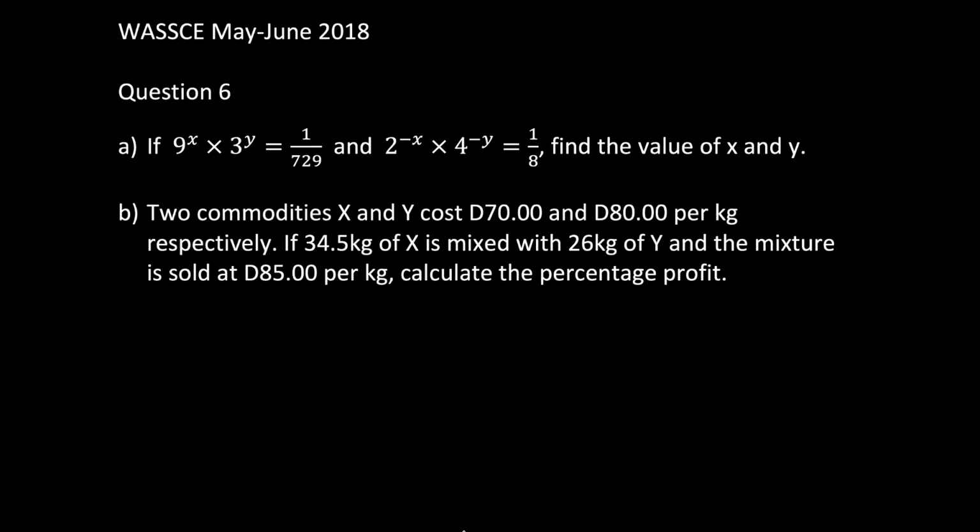6b. Two commodities x and y cost D70 and D80 per kilogram respectively. If 34.5 kilograms of x is mixed with 26 kilograms of y, and the mixture is sold at D85 per kilogram, calculate the percentage profit.